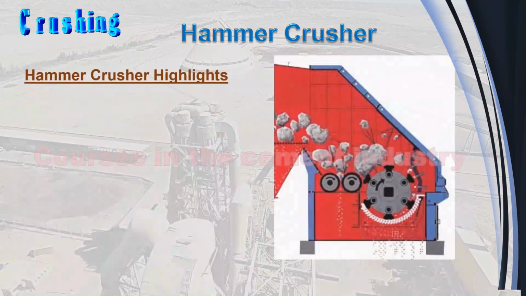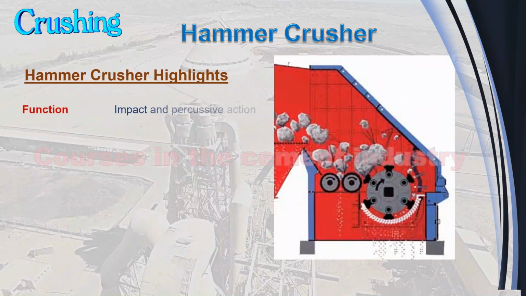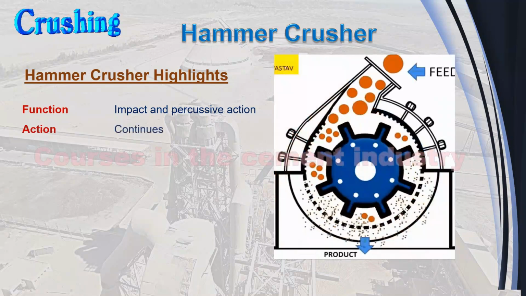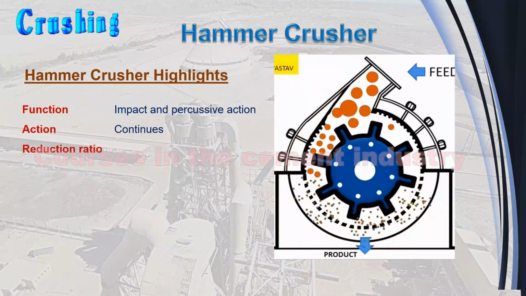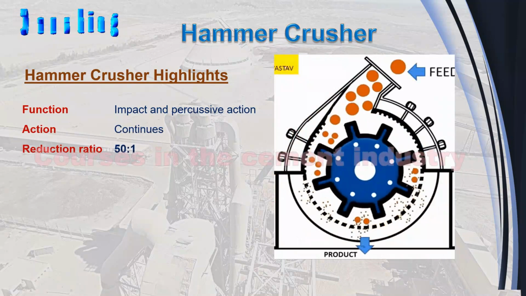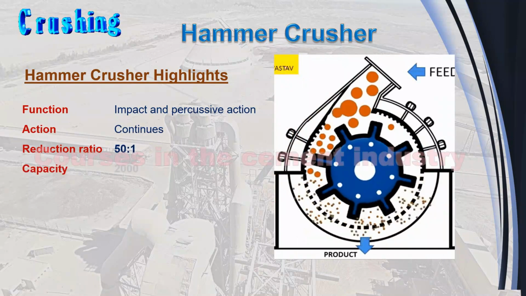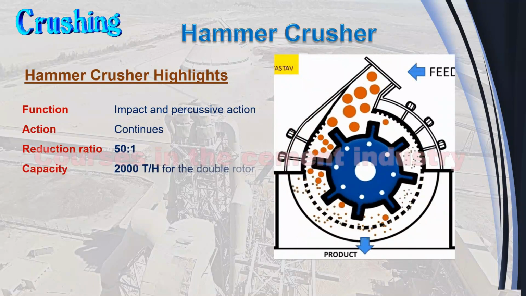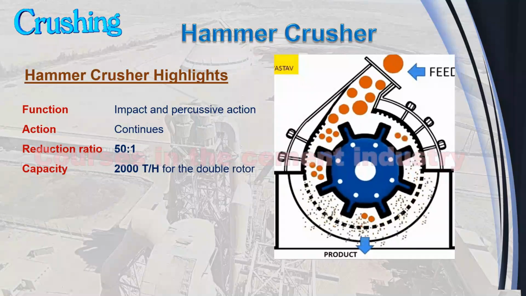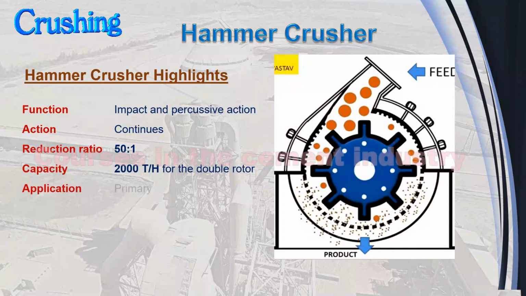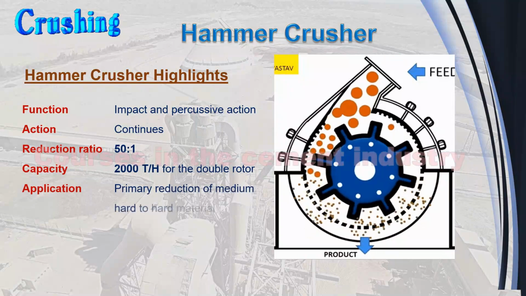Hammer crusher highlights. Function: impact and percussive action. Action: continuous. Reduction ratio: 50:1. Capacity: 2000 tons per hour, for the double rotor. Application: primary reduction of medium hard to hard material.